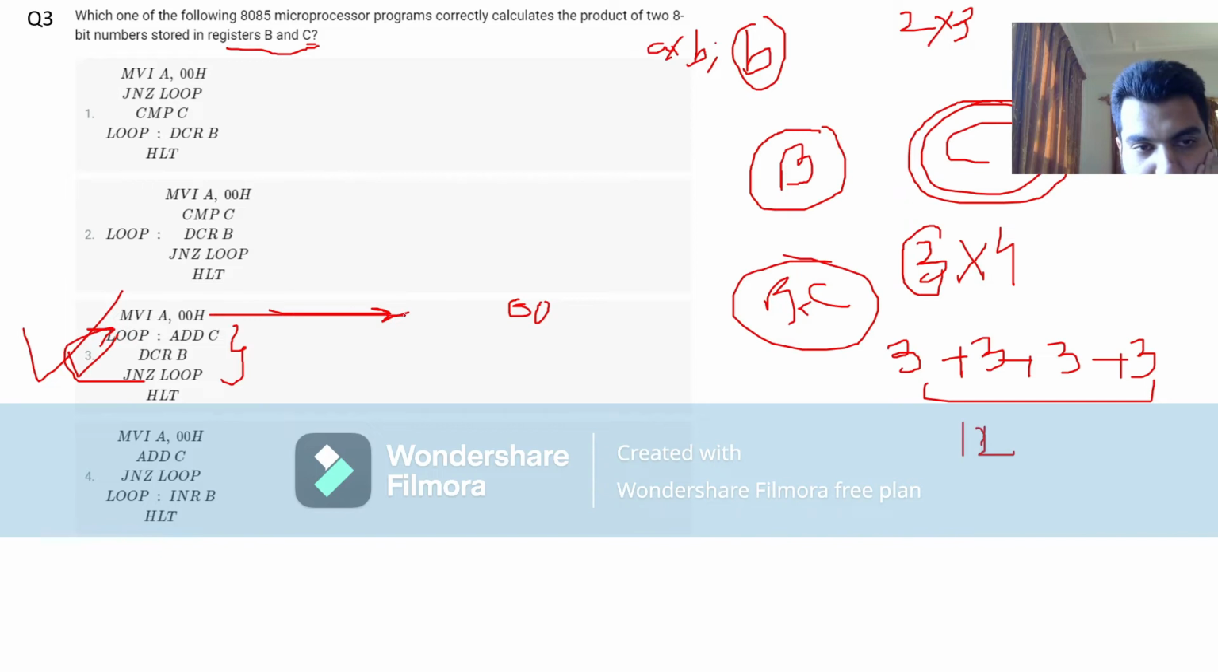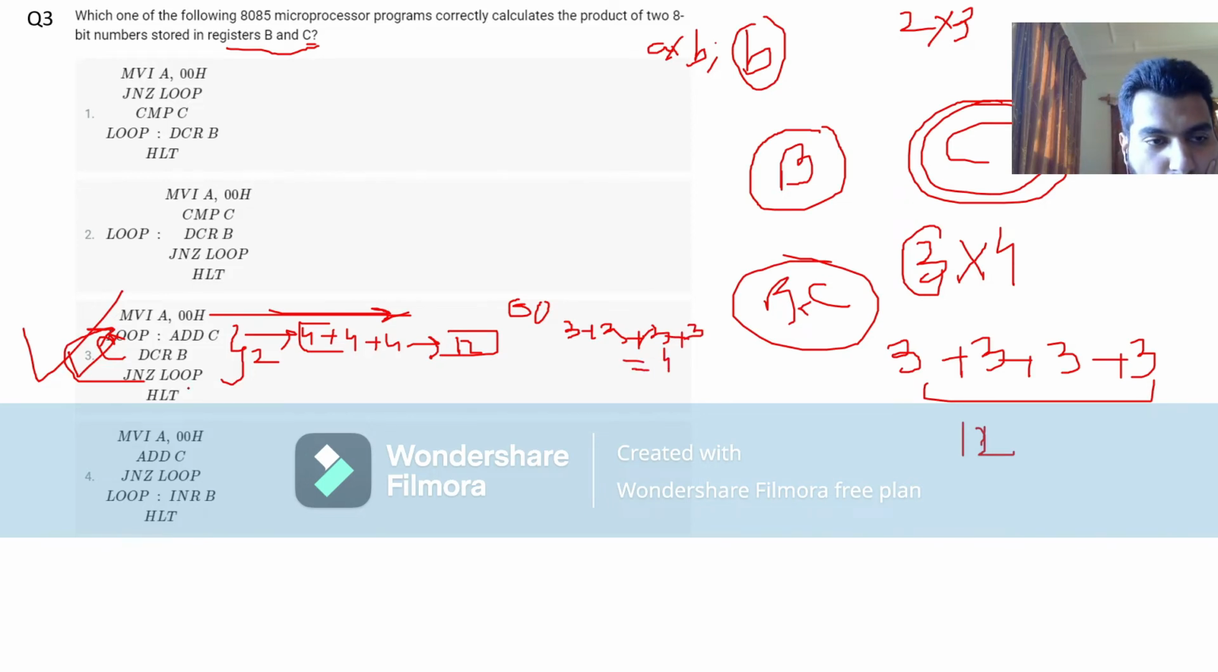We are first clearing the contents of the accumulator. Then we are adding C. So C here is, let's say, 4, and then we are decrementing the contents of B, that is, here by 1. So B will become 2. Then we are going back to this here. So this will be done thrice: 4 plus 4 plus 4. So that is 12. Also we can have it like this: if C is 3 and B is 4, then 3 plus 3 plus 3 plus 3 is 12. And once B becomes 0, our program will stop and we will have our result in the accumulator.